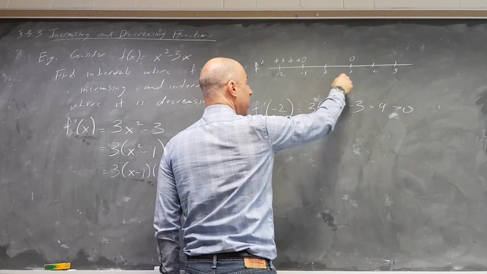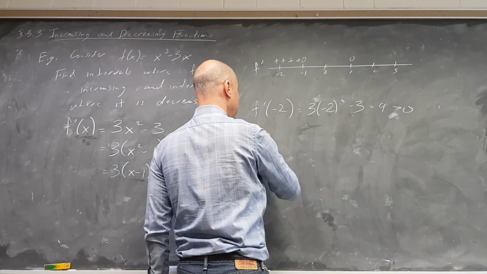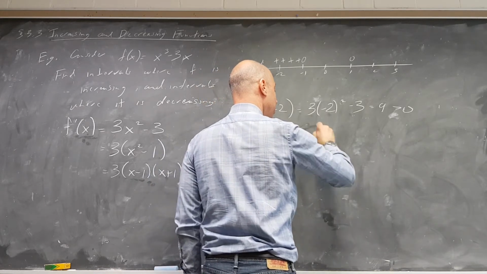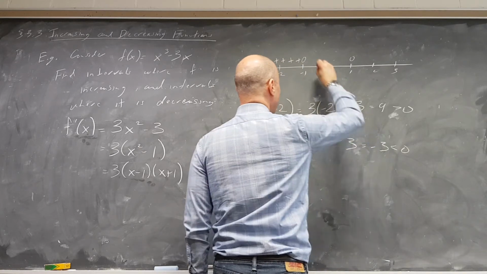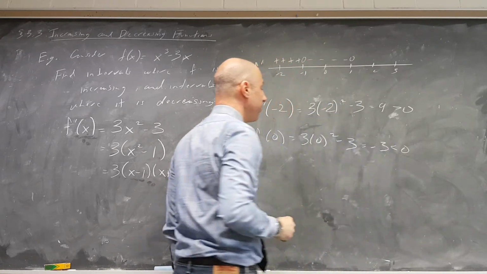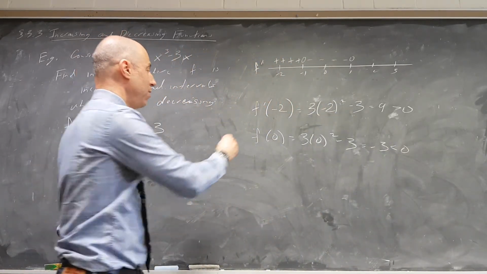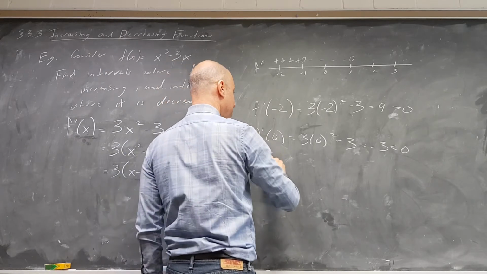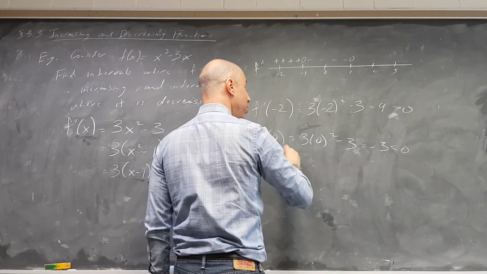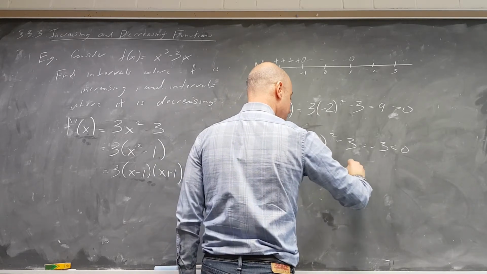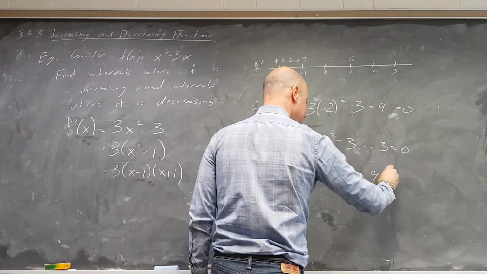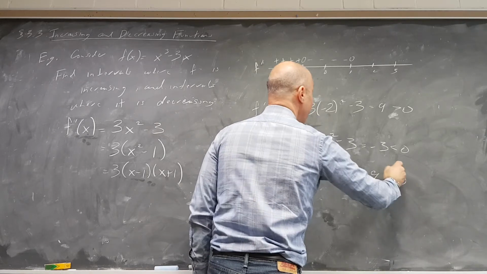Let me pick a point between negative 1 and 1. How about 0? 3 times 0 squared minus 3, which is negative 3, which is less than 0. It's negative in there. And f prime of 2, a point to the right of 1, equals 3 times 2 squared minus 3, which is 9 again, which is certainly positive.